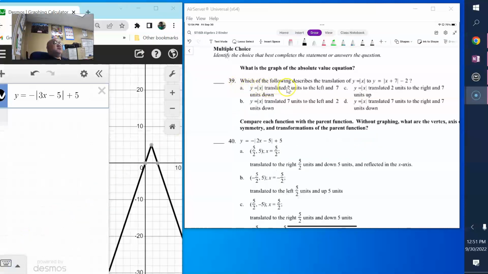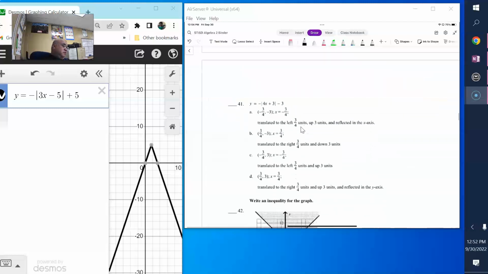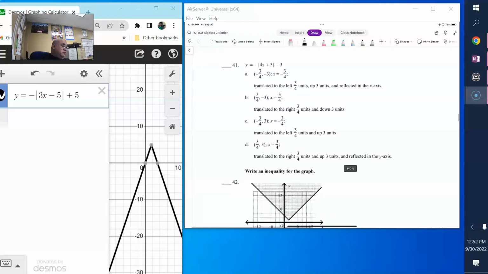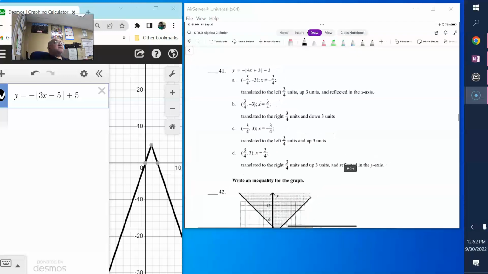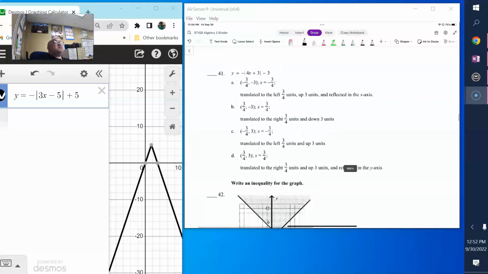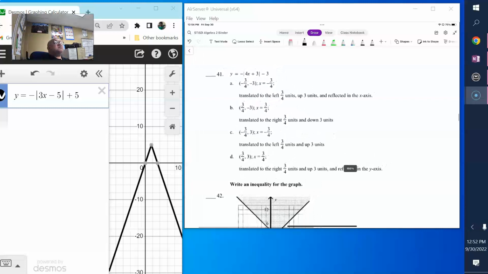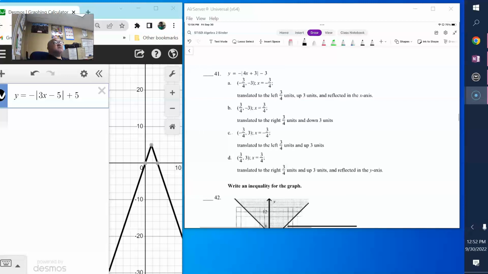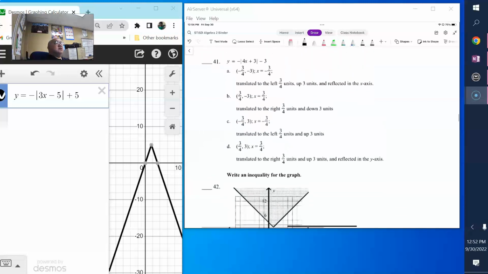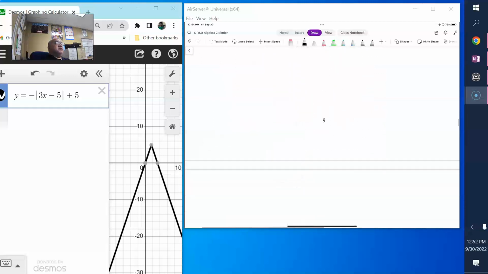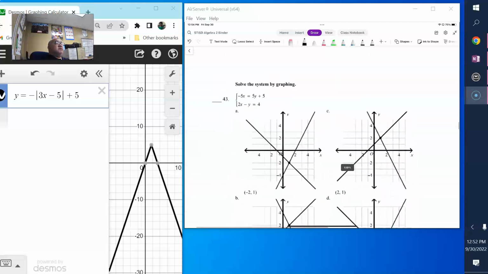39 is repeated. Which of the following describes the translation of the absolute value of x plus 7? Yeah, this is repeated. Minus 2 goes down 2 units, and it goes 7 units to the left, so the answer is B. That one was repeated. Yeah, I don't think the answer is correct for 41 either. 43. Let's go to 43.